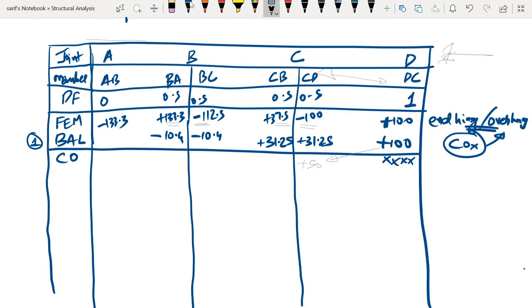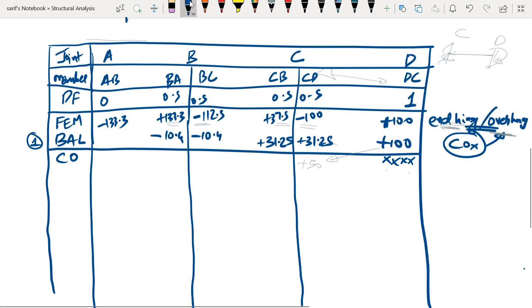This is your fixed end. This is C and this is D. If I am applying a moment at D, half of that will be carried over to C, and if I am applying a moment at C, half of that should be carried over to D. However, whatever moment I am applying at C will not be carried over to D because D is an end hinge or an overhanging end. But what we are applying at D can be carried over to C. So hope the idea is clear.